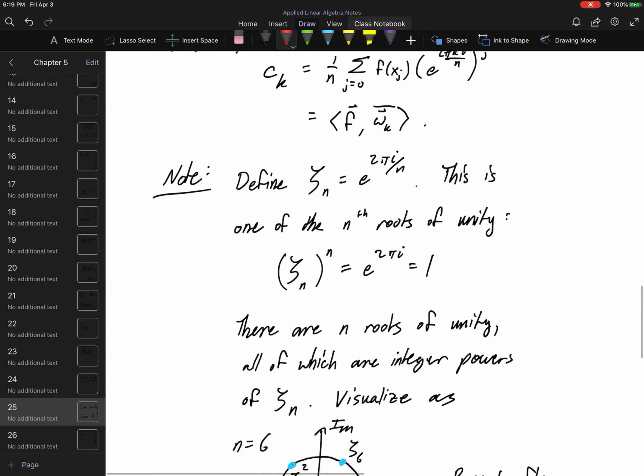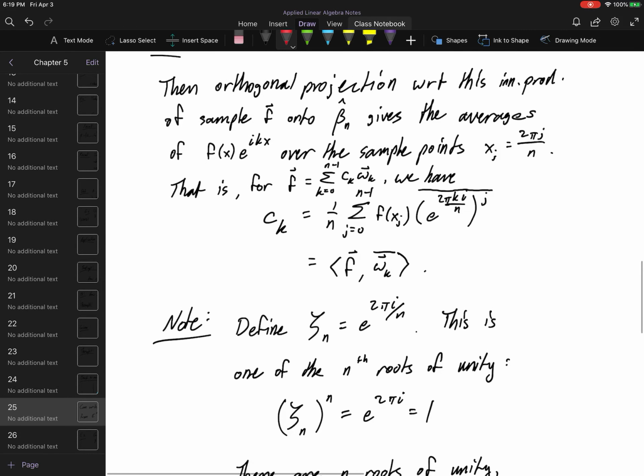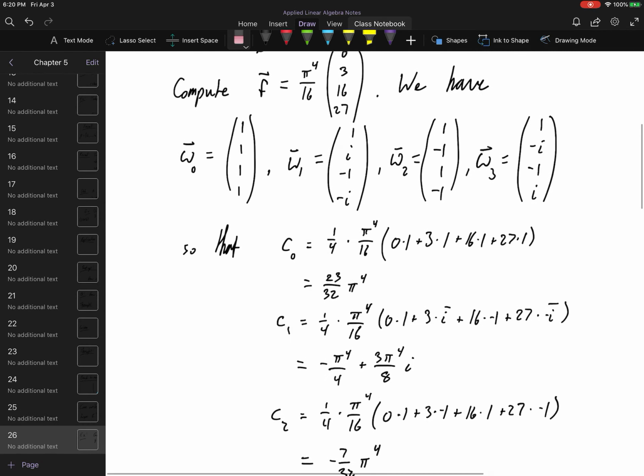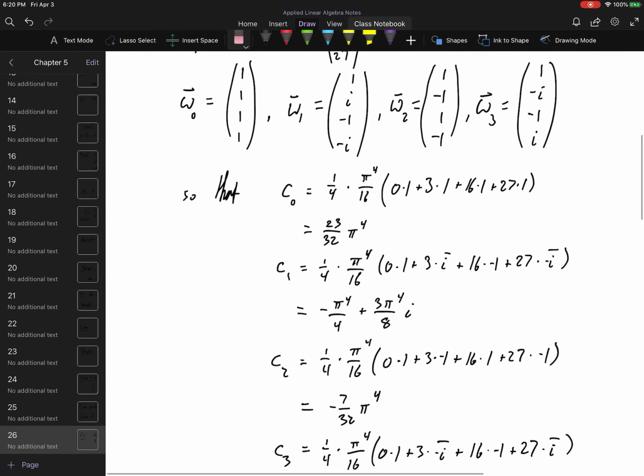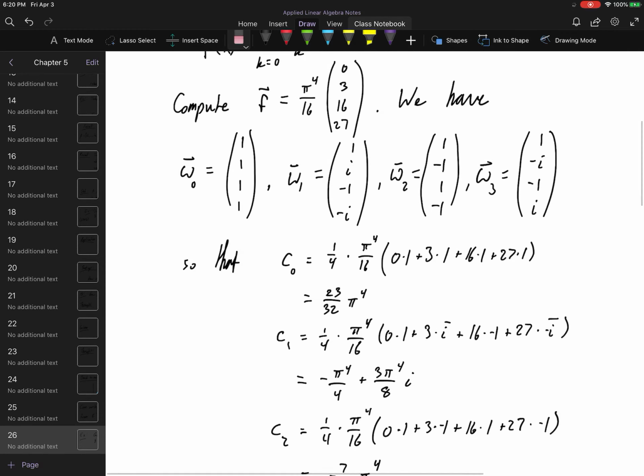I'm just skipping by the appropriate number of roots of unity. So now that I've got my formulas from the previous page all squared away, this right here is going to tell me exactly what my coefficients are in my reconstruction of the function. So this will just be the inner product of my sample vector with each one of these omega vectors.